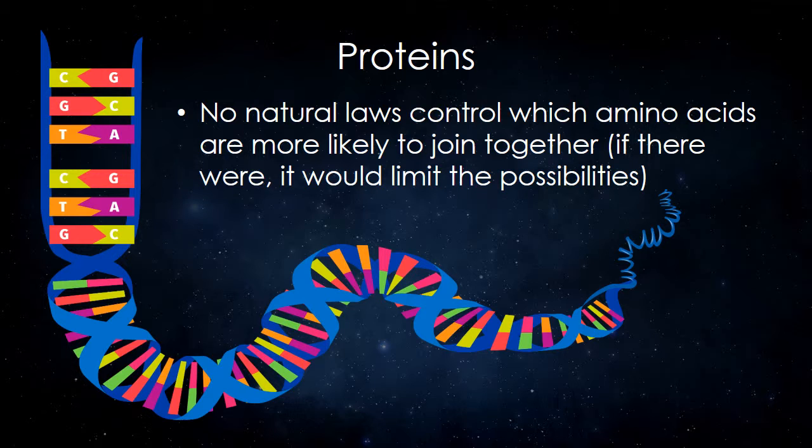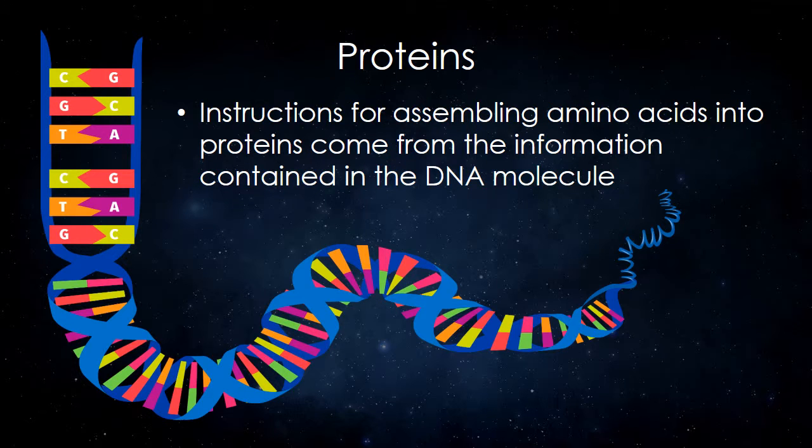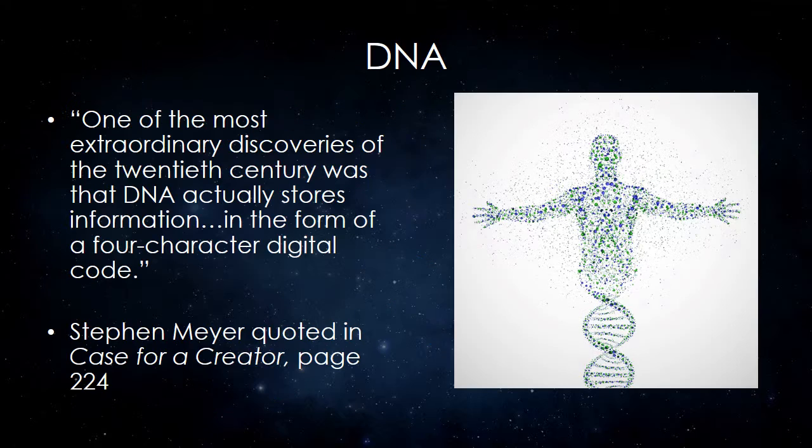No natural laws control which amino acids are more likely to join together. If there were, it would actually limit the possibilities. The instructions for assembling amino acids into proteins actually come from the information contained in the DNA molecule. The fact that DNA stores information in the form of a 4-character digital code is considered to be one of the most extraordinary discoveries of the last century.